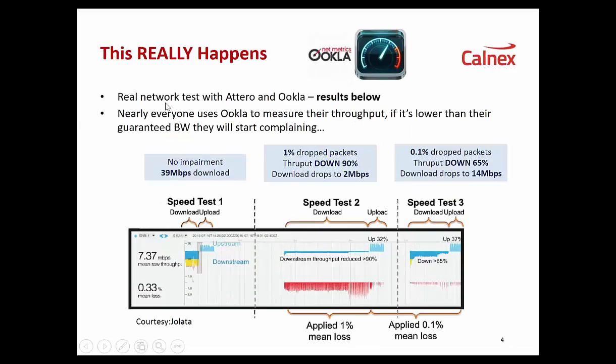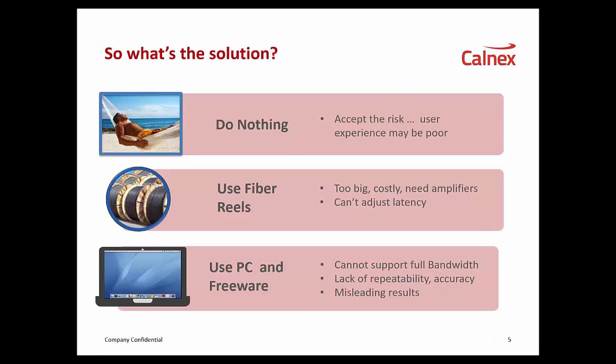And this really happens. If you look at a real network test here where we've added emulated dropped packets and latencies with the product from Calnex, when there's no impairment, you get a 39 meg download speed. And even on the right-hand side, with just 0.1% of dropped packets, the throughput is actually down 65%. So dropped packets can have a significant impact on throughput. And so all testing of any service in an IP or Ethernet network must be done with dropped packets and other impairments. Also, it's important to add those impairments in a precise and controlled manner so that you can truly evaluate the performance of the service.